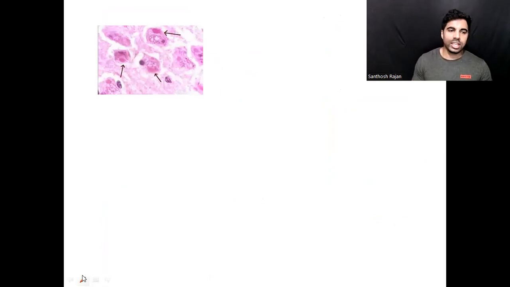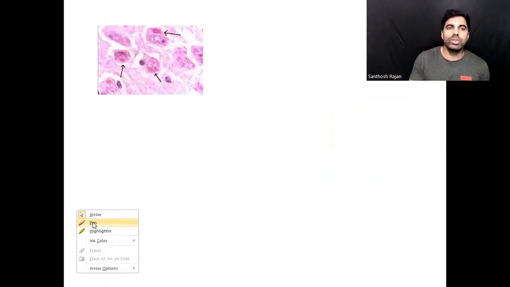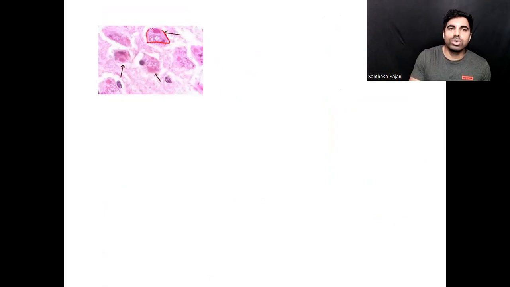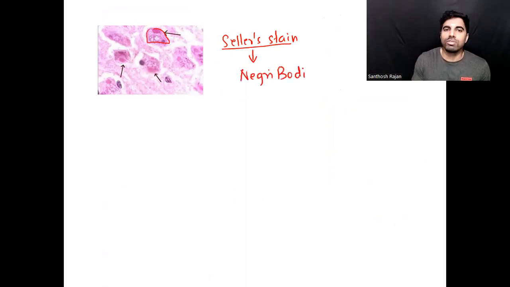Now this one, this question you must be knowing already. They'll say this is a neuron. In the neuron, the stain used was Seller's stain. Which is the Seller's stain? You know, if you do Seller's stain on the Purkinje cells, which bodies do you get? Negri bodies. Negri bodies are characteristic of which disease? Rabies. Yeah, this question can come. Okay. Seller's stain, Negri bodies, rabies.